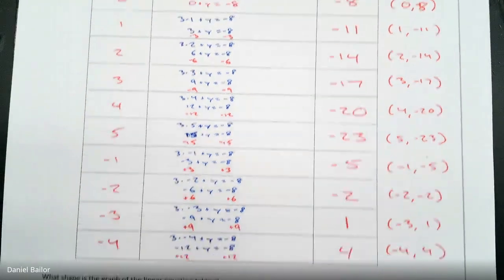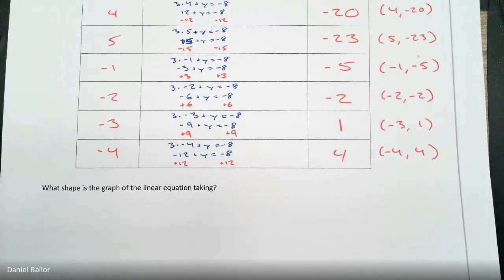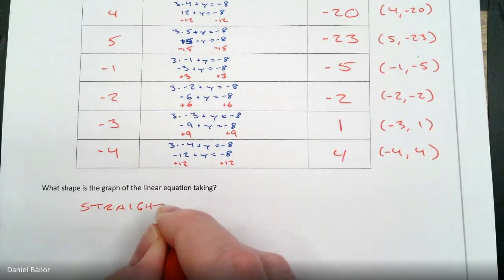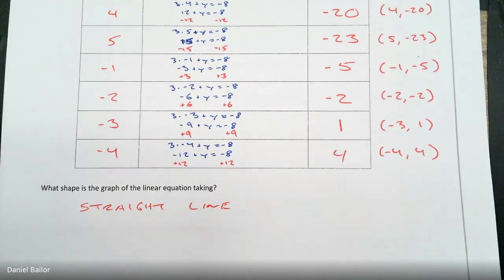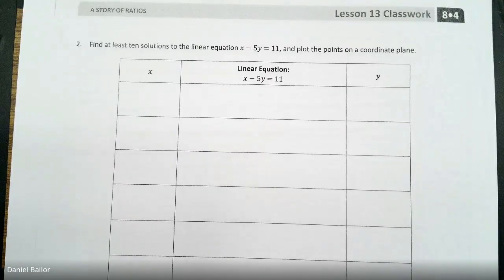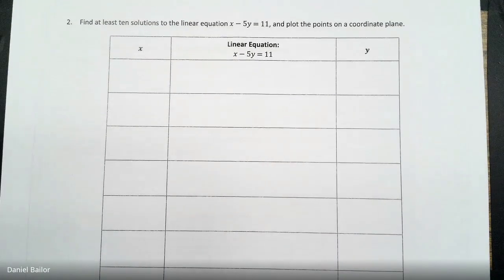At the bottom of exercise 1, what shape is the graph of the linear equation taking? It is a straight line. Linear equations make straight lines. Let's go to page 136. It's going to ask us to do the same thing again. I'm just going to skip it because we just spent some time and we did exercise 1. If you want to watch us do exercise 1 again, you can.